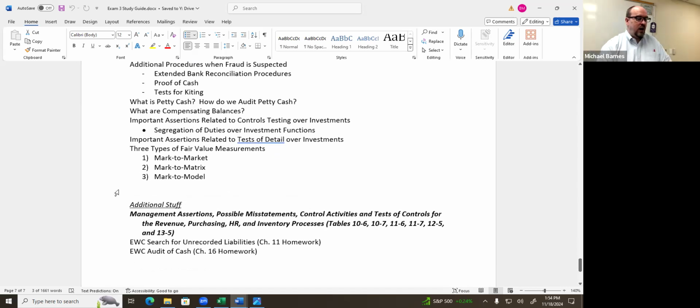Additional stuff, I reiterated it once again. Here are our tables again. So make sure that you look at all 6 of these tables, tables 10.6, 10.7, 11.6, 11.7, 12.5, 13.5. I can't reiterate that enough. That's a problem that will comprise 12 points on your exam. So basically, what is that? That's 20% of the exam on that particular problem alone.